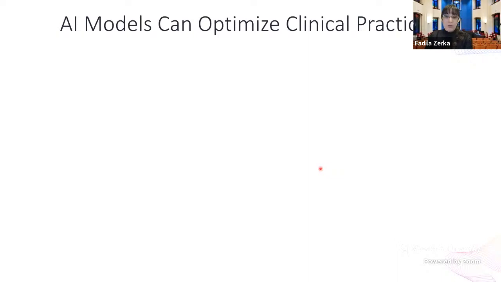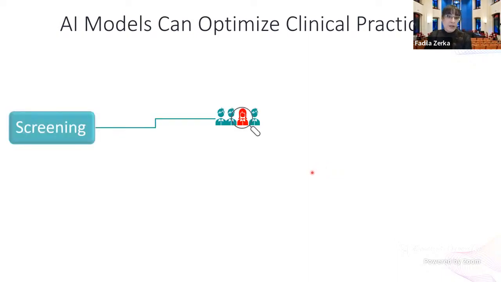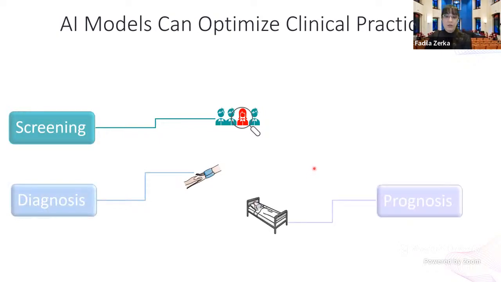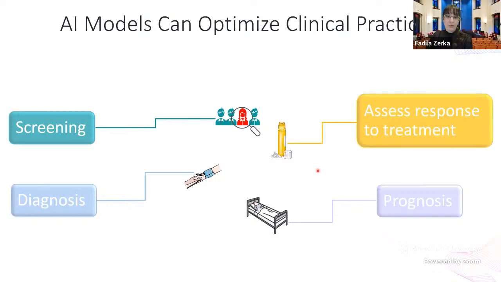These models can be used, for example, to facilitate screening, diagnosis, and prognosis. Additionally, they can help in assessing the response to treatment. I can already see some of the audience thinking: you just said that it is hard to share medical data, so how can we then perform such learnings and overcome the limitations?